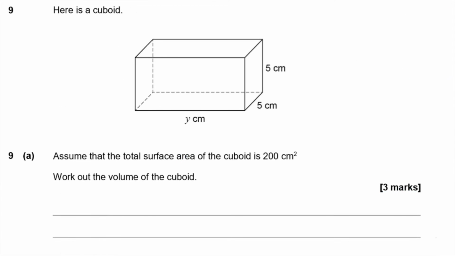Question 9. Here is a cuboid. Assume that the total surface area of the cuboid is 200 square centimeters. Work out the volume of the cuboid. Well, the total surface area is going to be made up of the areas of the 6 faces of your cuboid. I've got 2 identical faces here and here, and they're both going to be 5 times 5. So I'm going to have 2 of those. And then I'm going to have the top and the bottom.